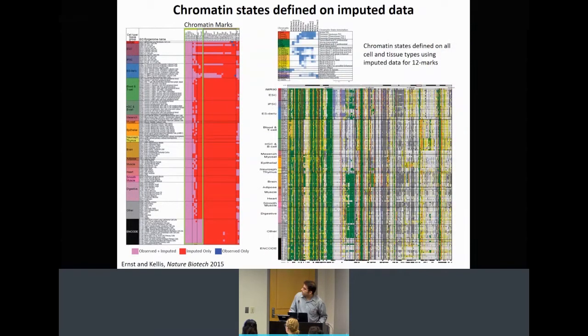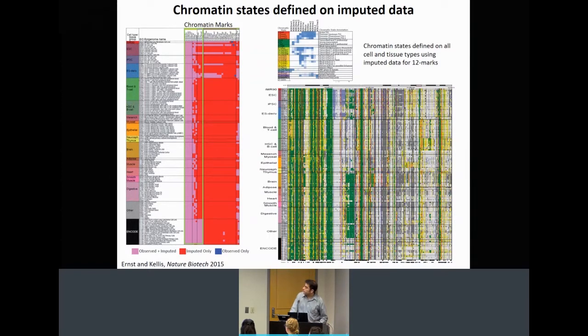So once we had those imputed tracks, we then learned a chromatin state model uniformly across the 12 marks for which we were most confident in the imputation, based on being available in most cell and tissue types. And we also used the imputed version of the data which we had available experimentally to make it more uniform across cell and tissue types.